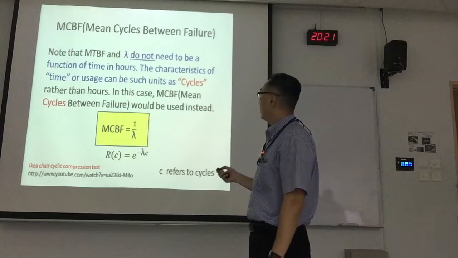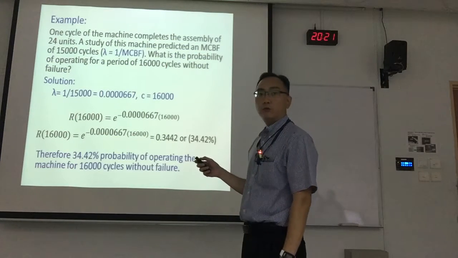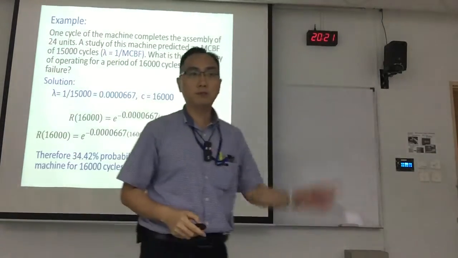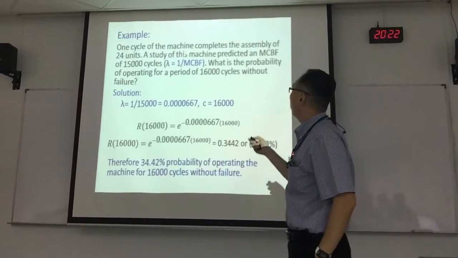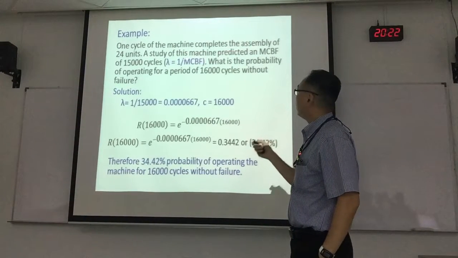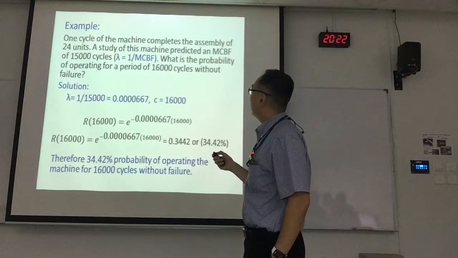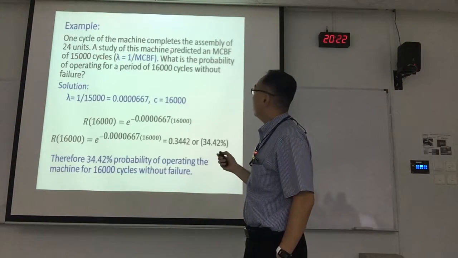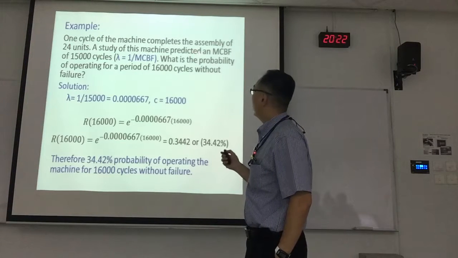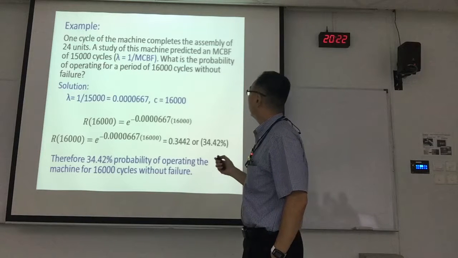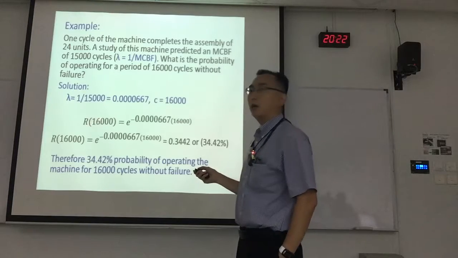So this one is mean cycle between failure. I've also given you an example in this set of notes, where we look at some machine units. If this machine has a certain lifespan, what is the probability of failure, or the probability of operation without failure? So we are looking at the reliability.